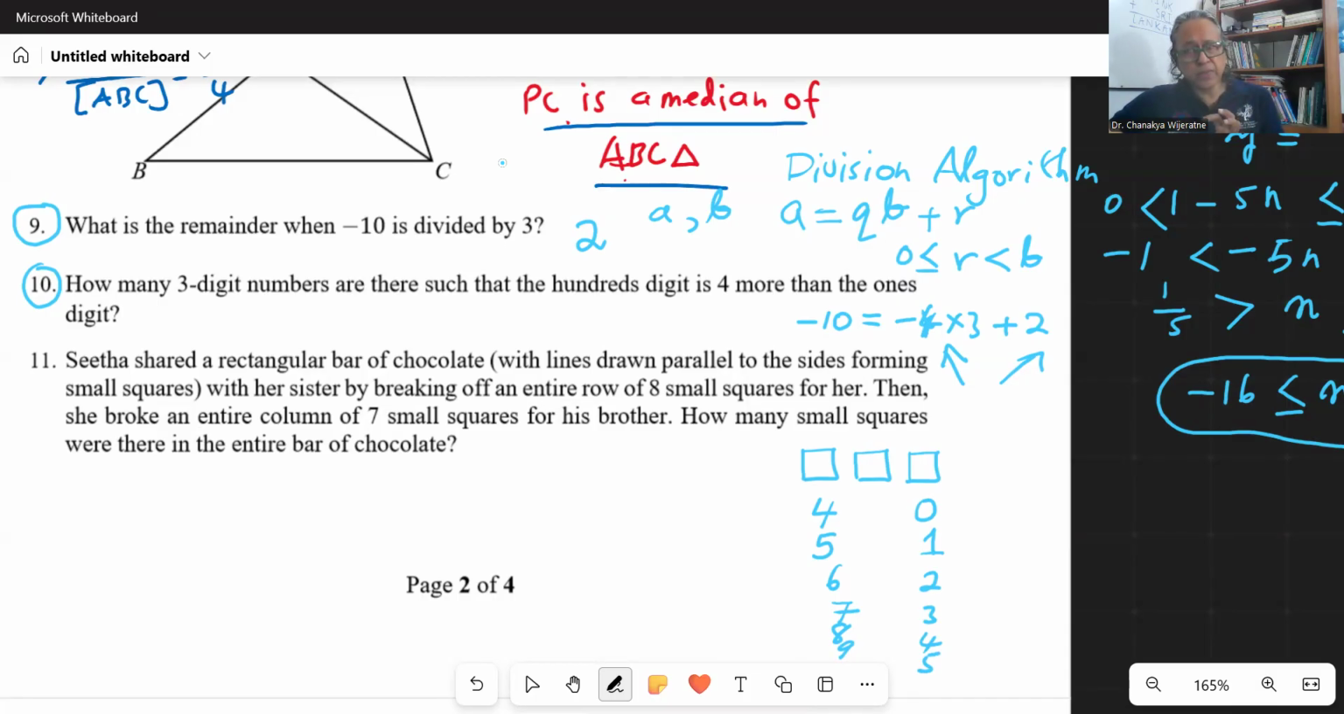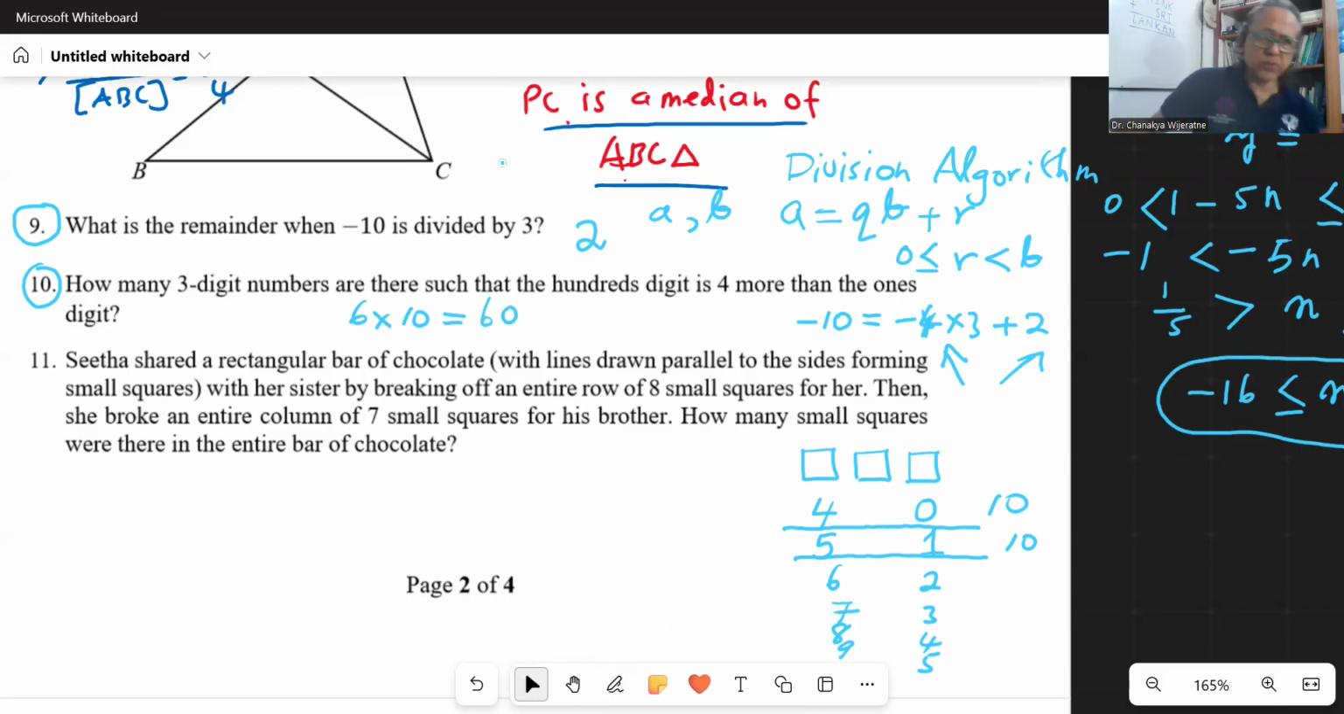In each case, the tens digit can be one of the 10 digits. So by the multiplication principle, for each case, we get 10 numbers. There are 6 cases, so we have 6 times 10, which is 60 numbers. So 60 is the answer.